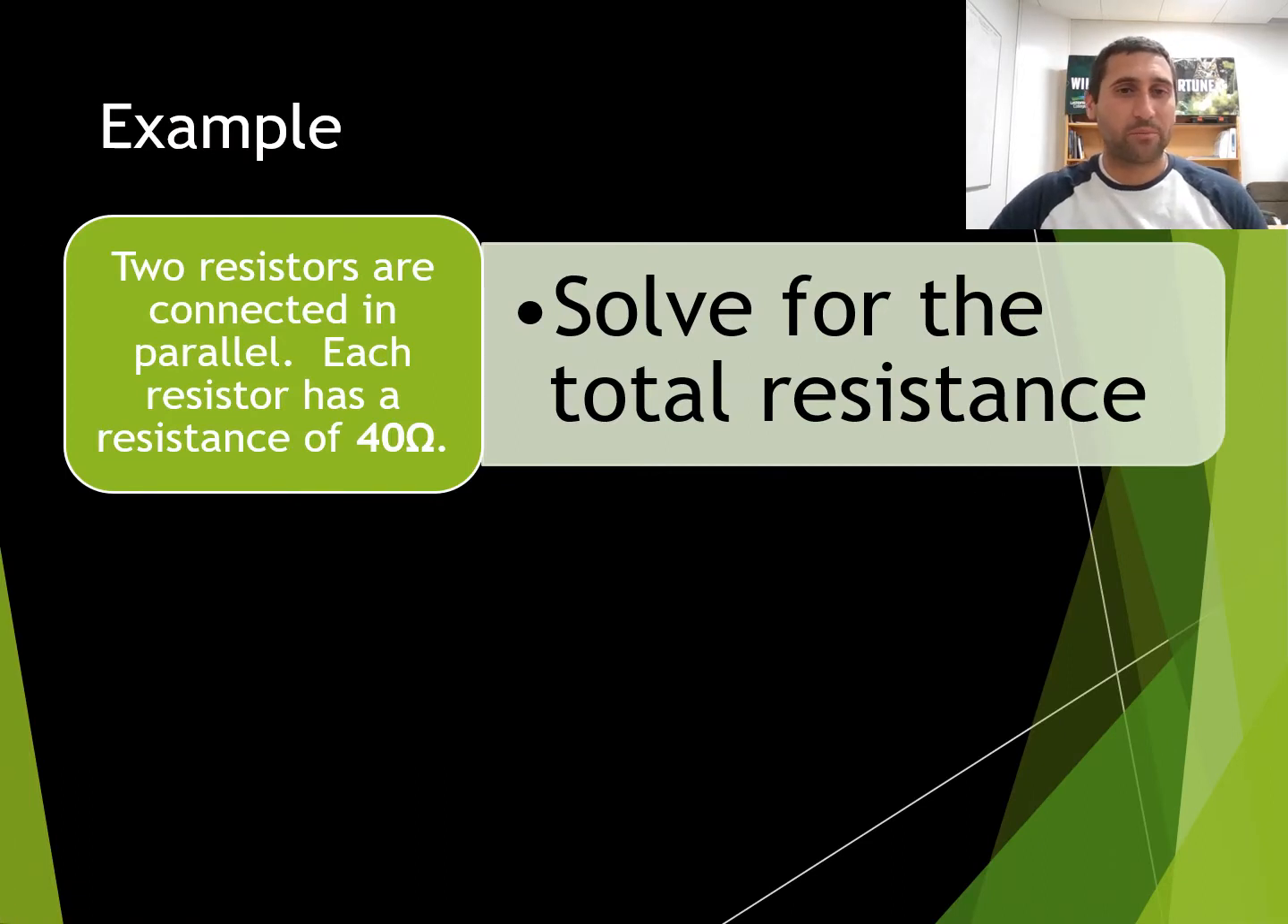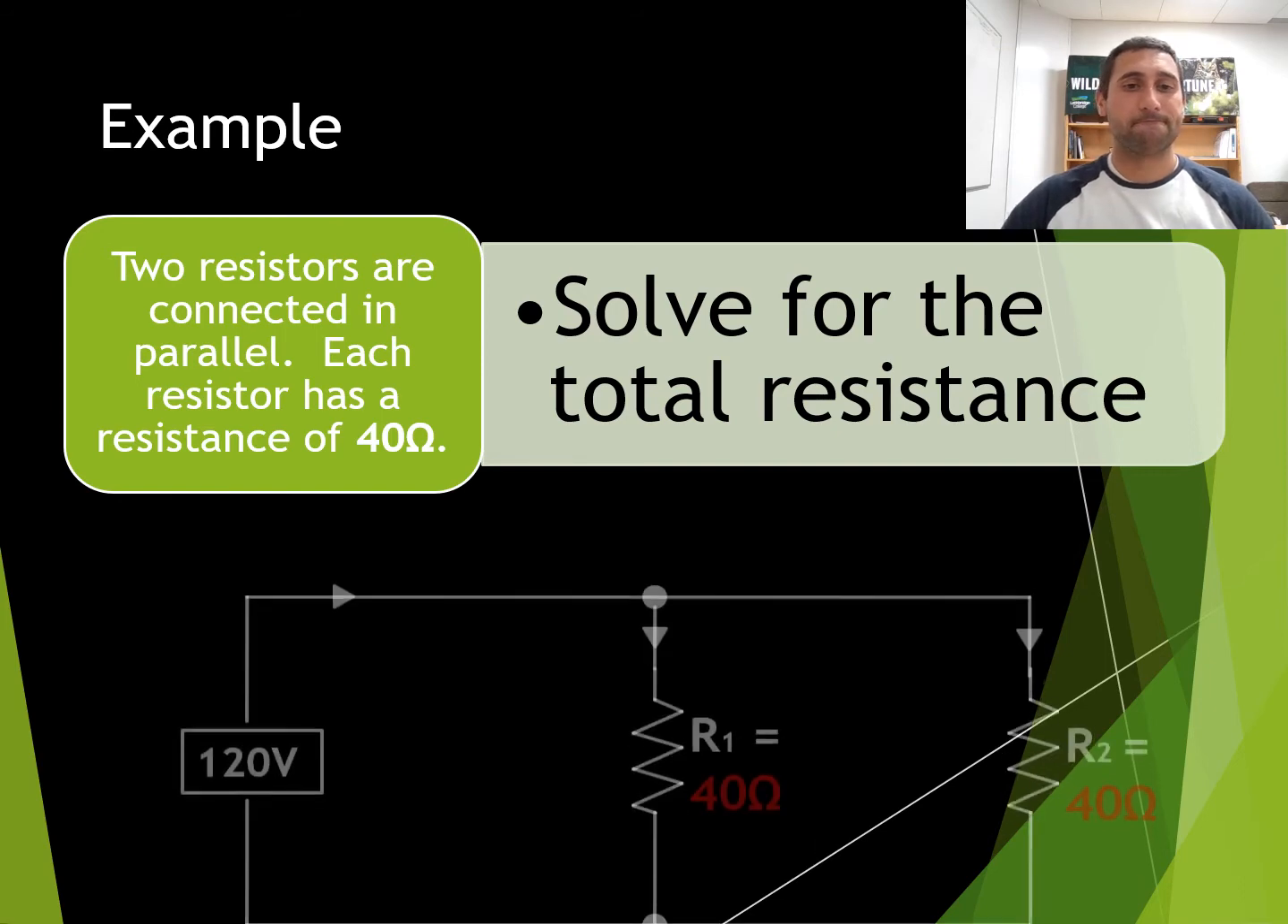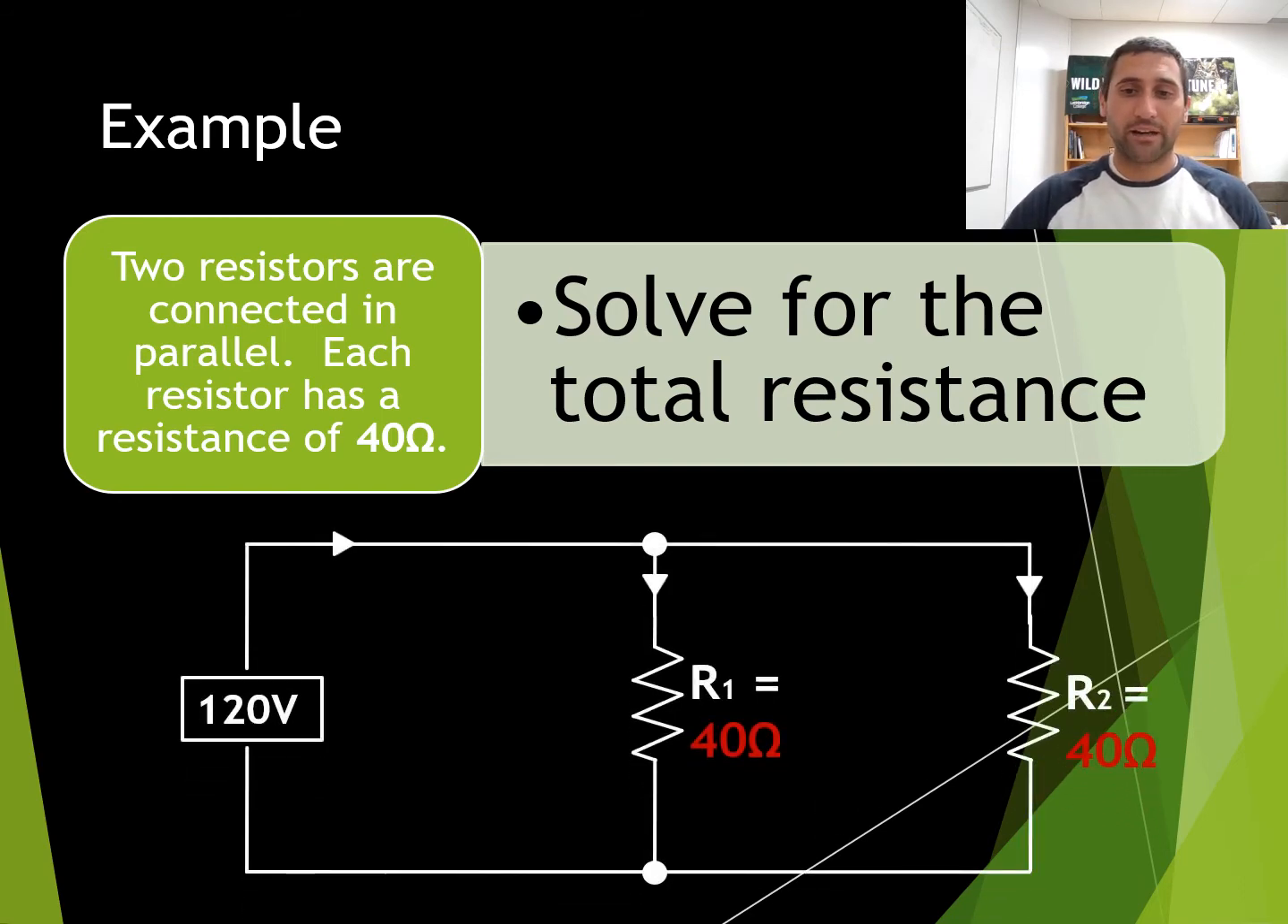Let's go through an example here. If I've got two resistors in parallel, each resistor has 40 ohms, let's solve for the total resistance. This is what our little diagram would look like. Just going to remove my face so that you can actually see what's going on here. So we've got 40 ohms on resistor 1 and 40 ohms on resistor 2.